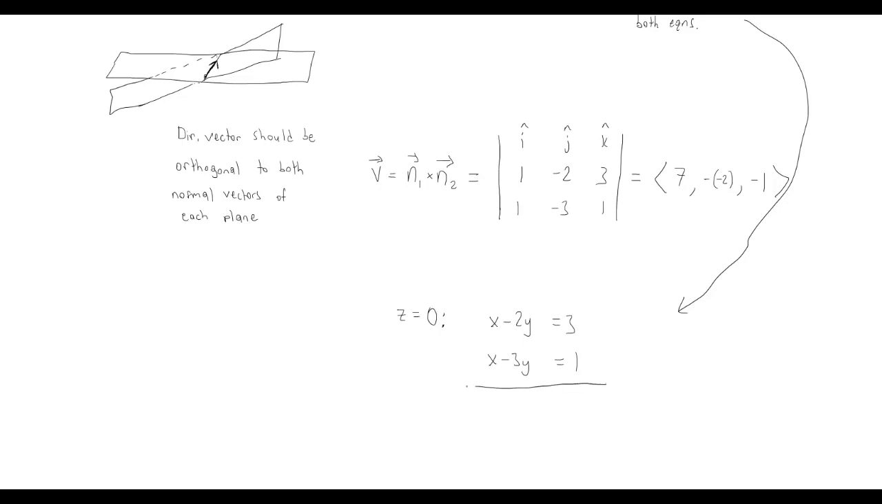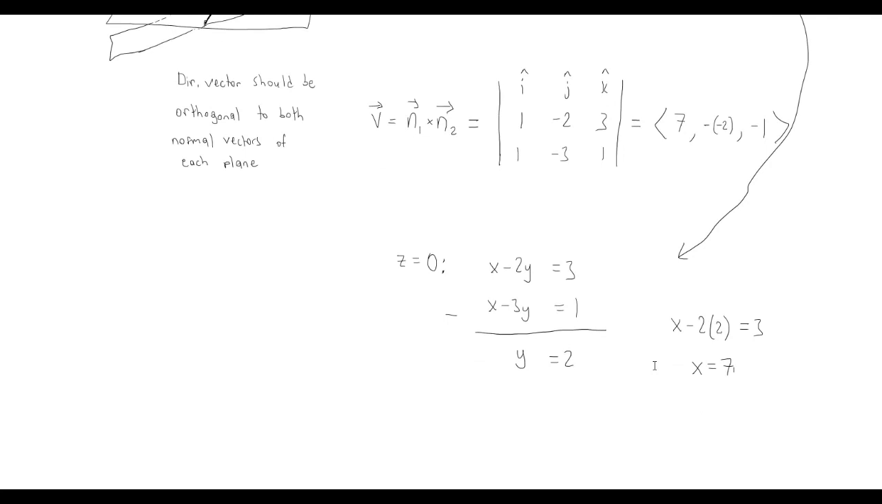So to do that, I can maybe just subtract as before. X's cancel, you get y equals 2. If we plug that into the first equation, we get x minus 2 times y equals 3, so we get x equals 7. Okay? So then this point 7, 2, 0 would be 1 point that lies on the plane, or sorry, on the line of intersection, because it lies on both planes.